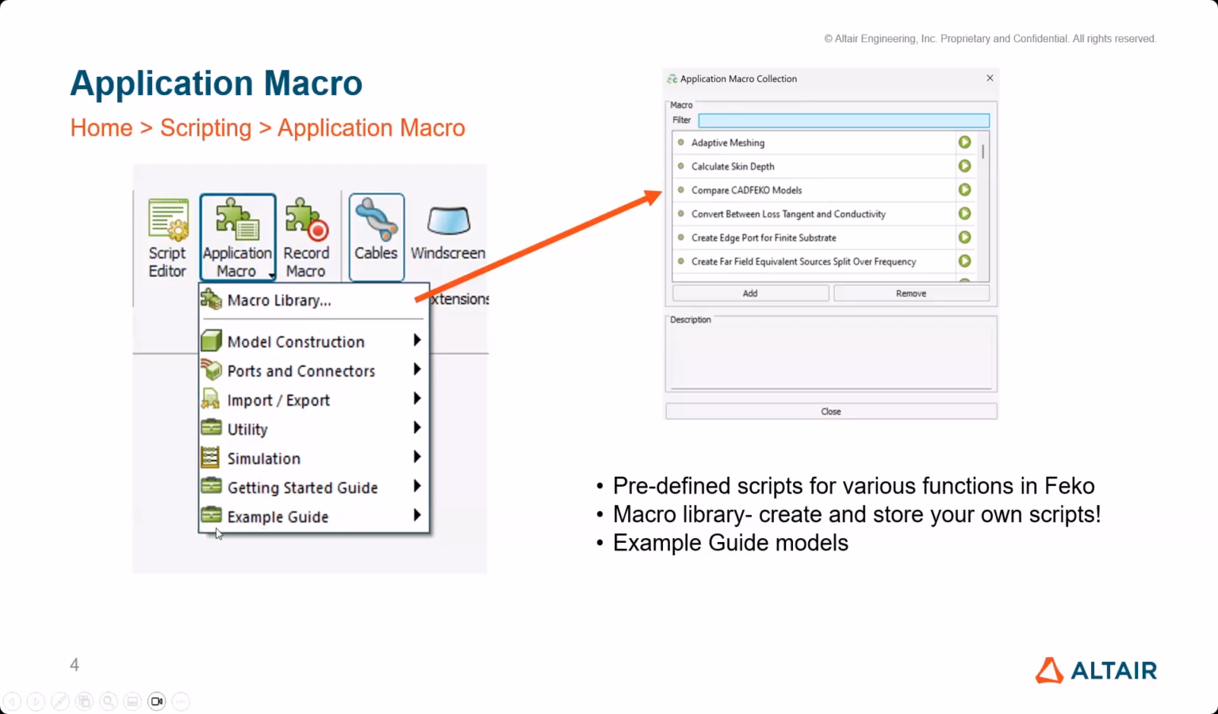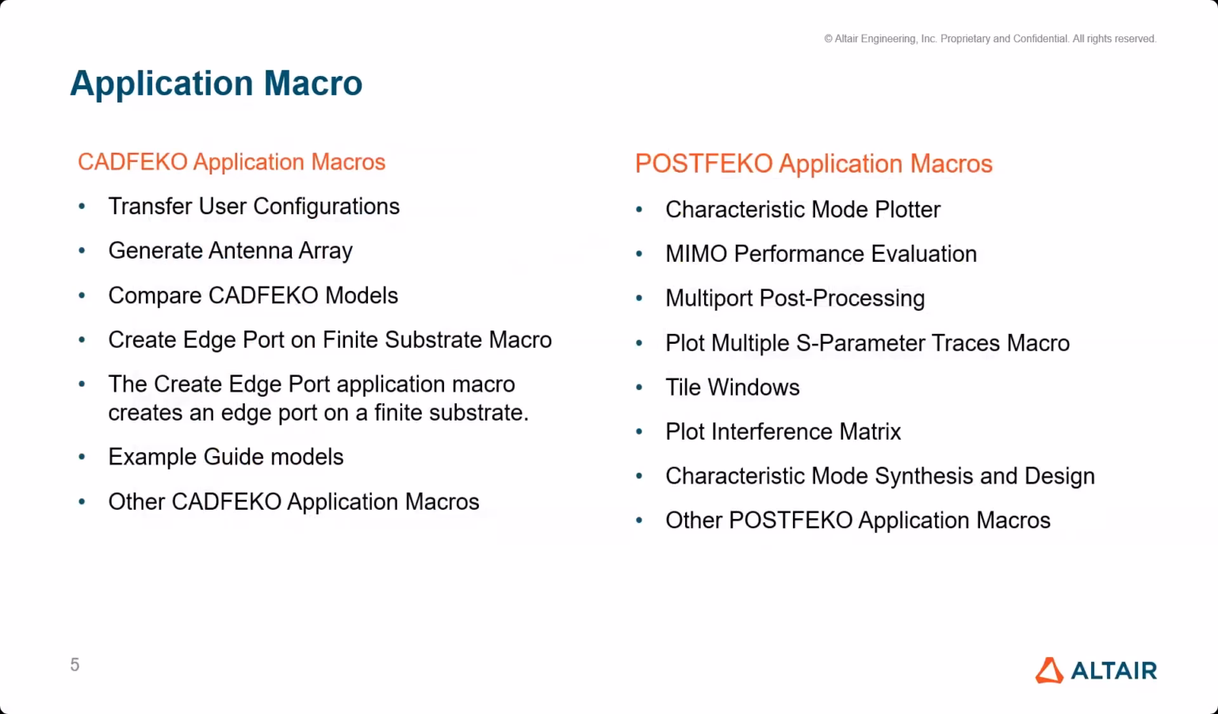But we also have example guide models readily available here. So in Feko, we have an excellent example guide, which has different types of examples, starting from antenna design to a bit more complex examples like placing the antenna onto a large structure and so on. So you can access all of those models very easily by going to the application macro and just clicking on example guide, and you can locate all of the example guide models through the scripting in that particular option. So the application macro is available for both CAD Feko as well as PostFeko.